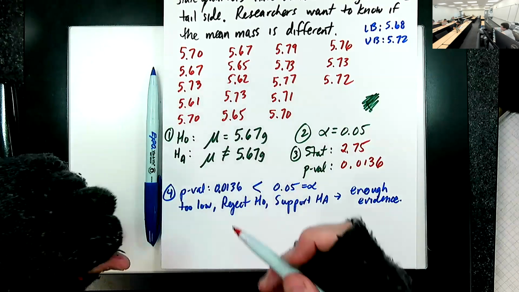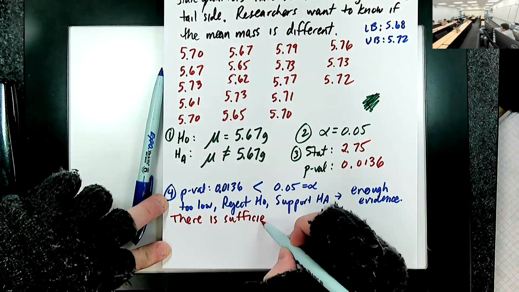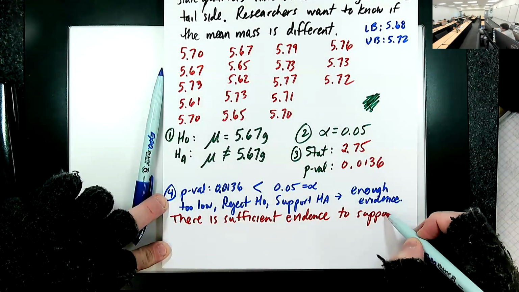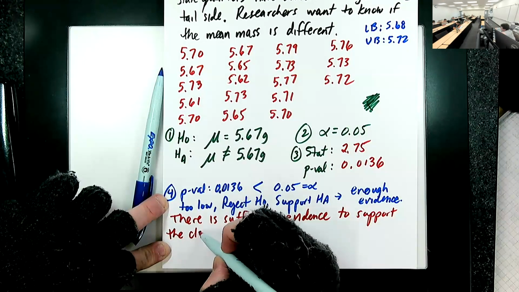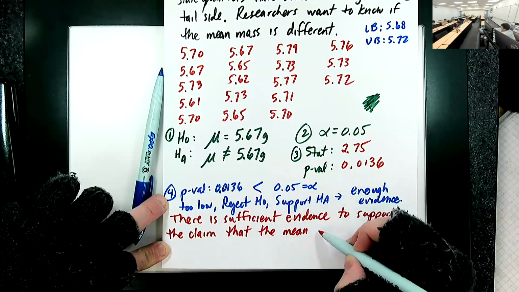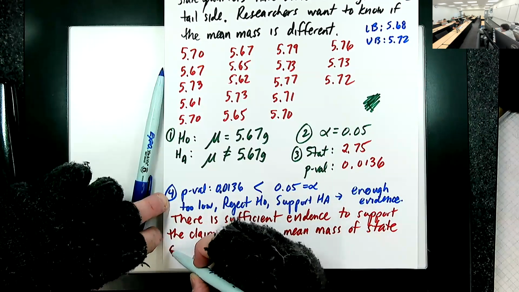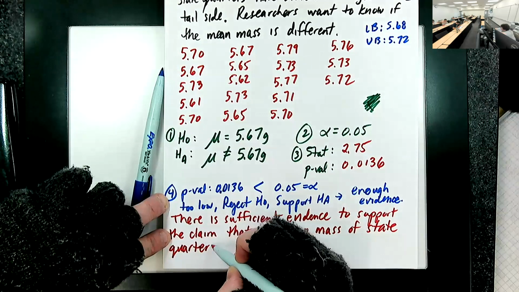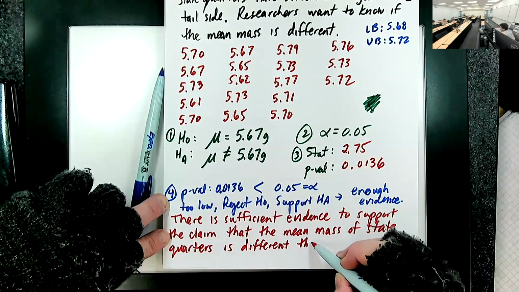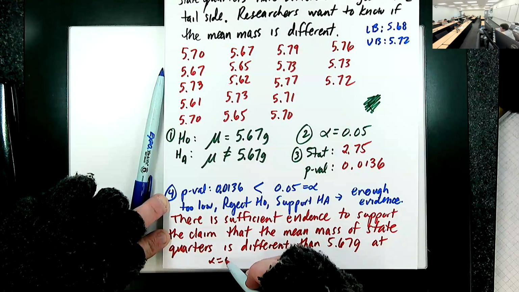So there is sufficient evidence to support the claim that the mean mass of state quarters is different than 5.67 grams at alpha equals 0.05 level of significance.